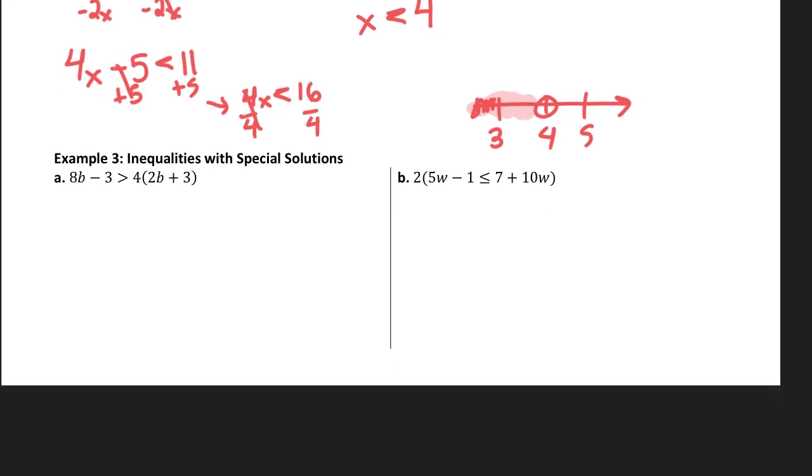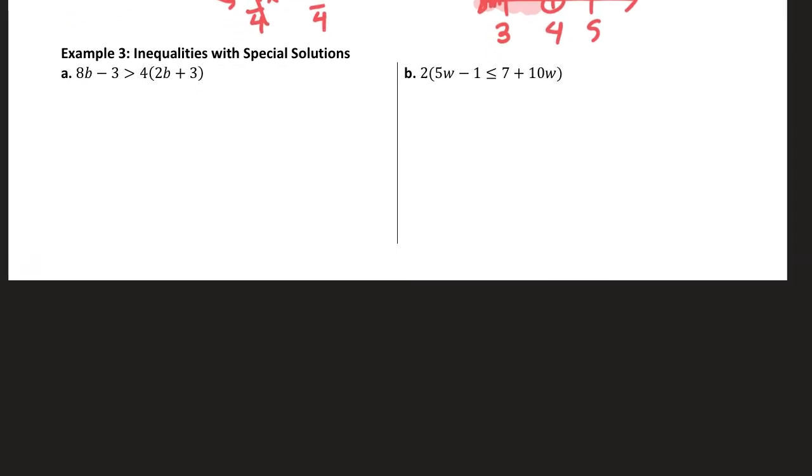So, in the next couple examples, I think I made a little bit of a mistake here, so I'm going to fix that. In part B, this parenthesis should be right here. That parenthesis shouldn't be there. So sorry about that. These are about simplifying before you solve.